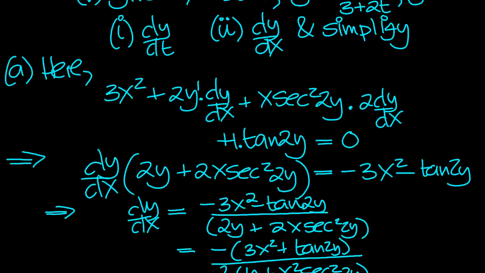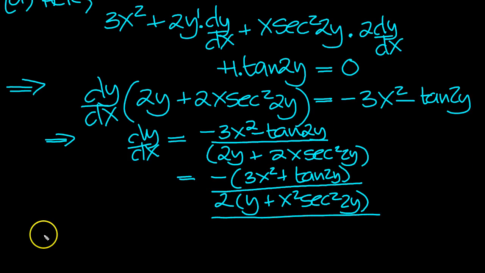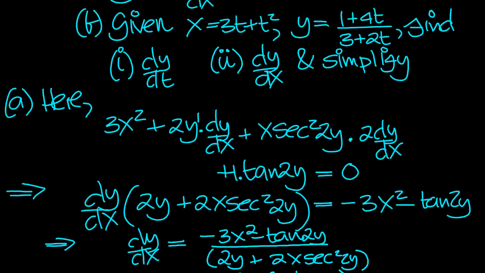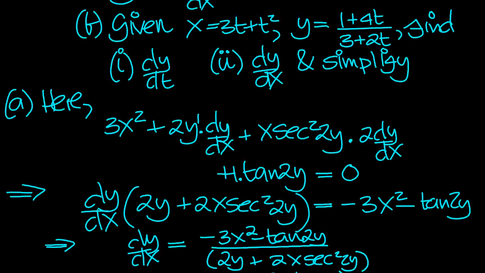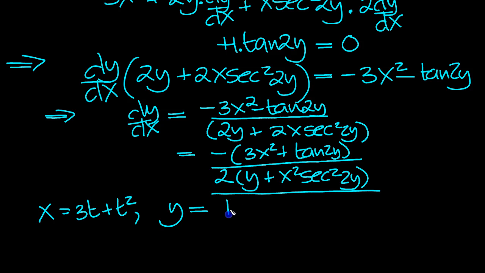Now let's turn our attention to part B. So we've got this x and y, and we need to find dy/dt and dy/dx. So x equals 3t plus t squared. And let me just write down y, so that we don't need to keep going back up. y equals 1 plus 4t over 3 plus 2t.